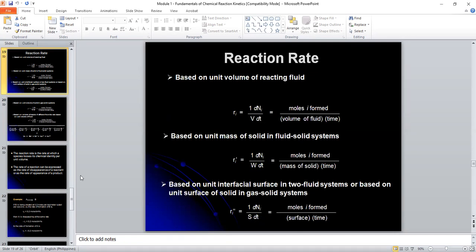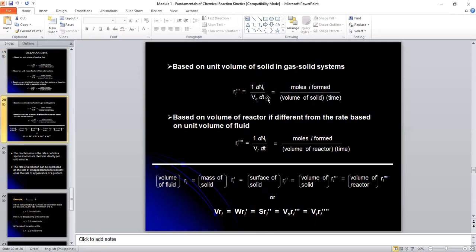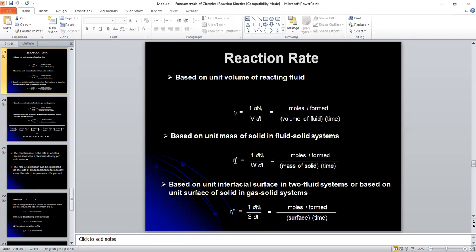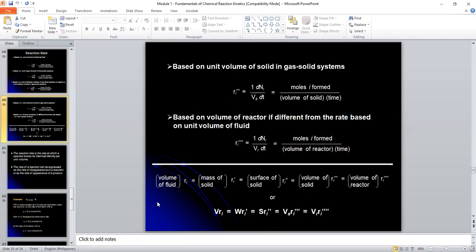You can see this. They have all dNi/dt. All you have to do is multiply it with the basis that was used in expressing the rate of reaction. So in the case of Ri, you multiply it with the volume of fluid, it's now dNi/dt. In the case of Ri prime, this one, you multiply it with the weight of the solid.